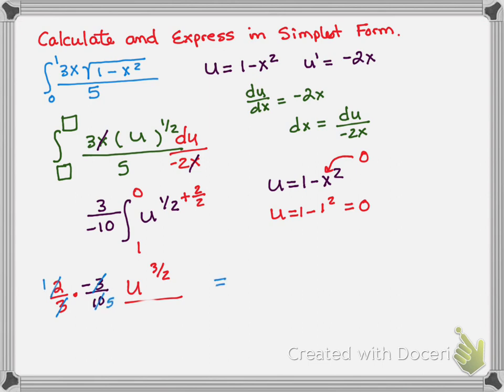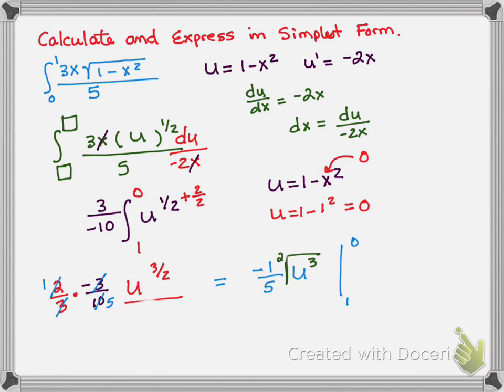So now I'm really looking at negative 1 over 5, u to the 3/2, evaluated from 1 to 0. But 3/2 is really the cube of the square root. So I'm going to rewrite this as a cube. No, excuse me. A square root out in front and a cube inside.